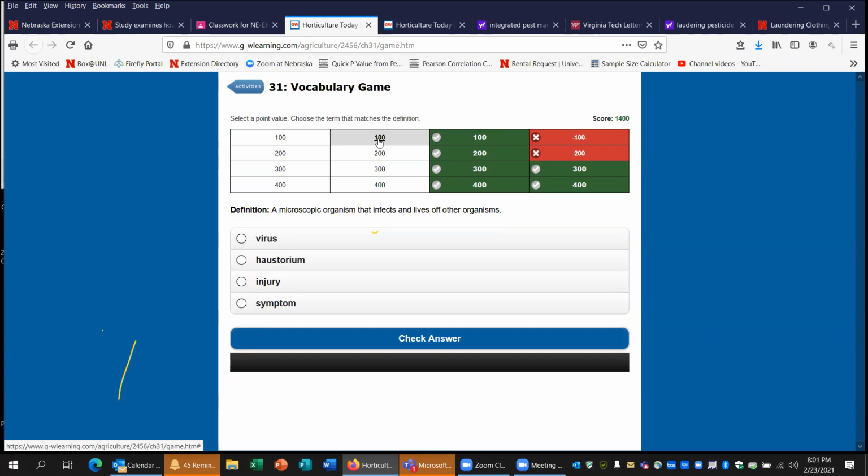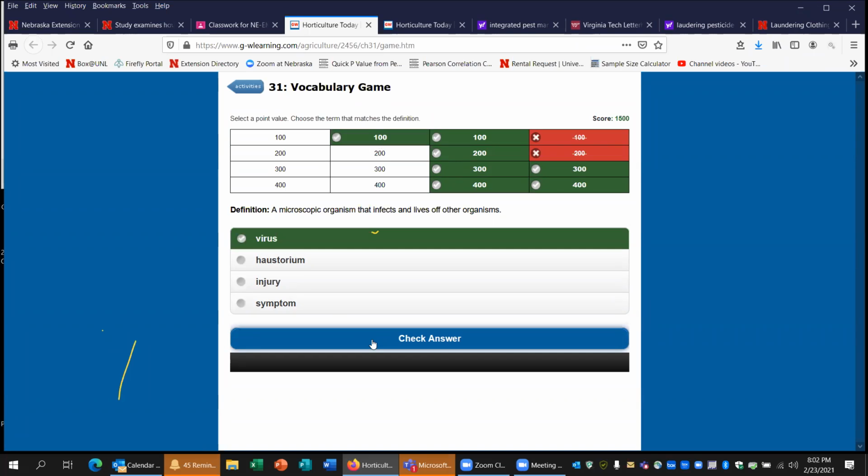A microscopic organism that infects and lives off other organisms. Virus. That's what we're thinking. Yep, it is. And that's something, viruses do not leave a plant. Once you get a virus in the plant, the only way you get rid of it is basically destroying the plant. And sometimes we have injected viruses in to see the reaction of a plant, to see how well it reacted to something. And whether there's an economic threshold to get rid of it.